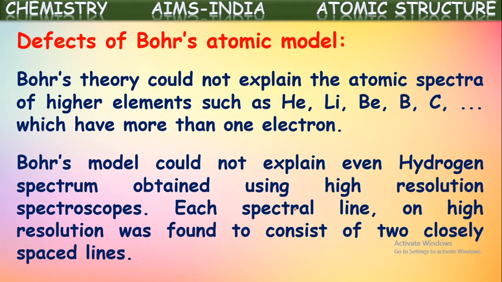But later, the same was observed through some high resolution spectroscopes. There scientists observed that the lines in the hydrogen spectrum still consist of two or more closely spaced lines. Why are these lines there in the hydrogen spectrum? For this, Niels Bohr could not give any answer. So Bohr's theory was left with this limitation.